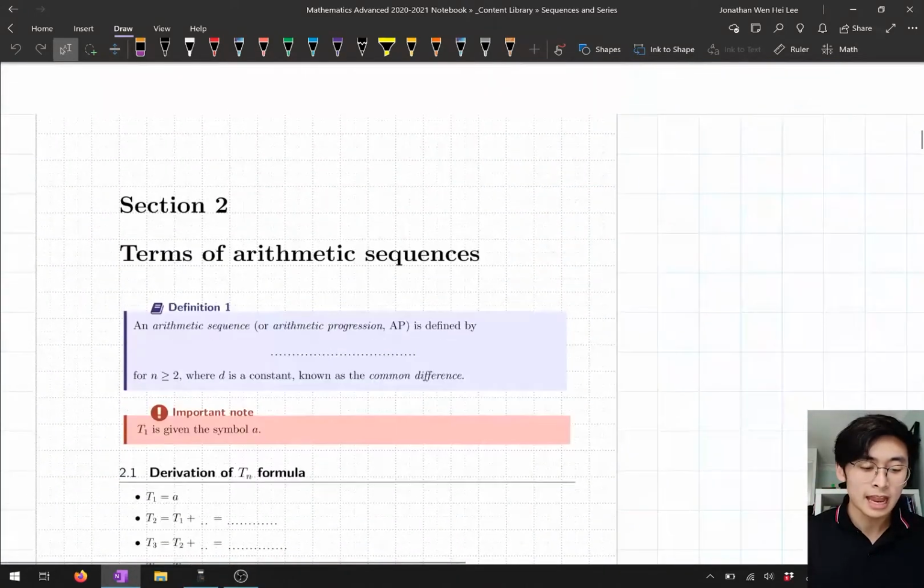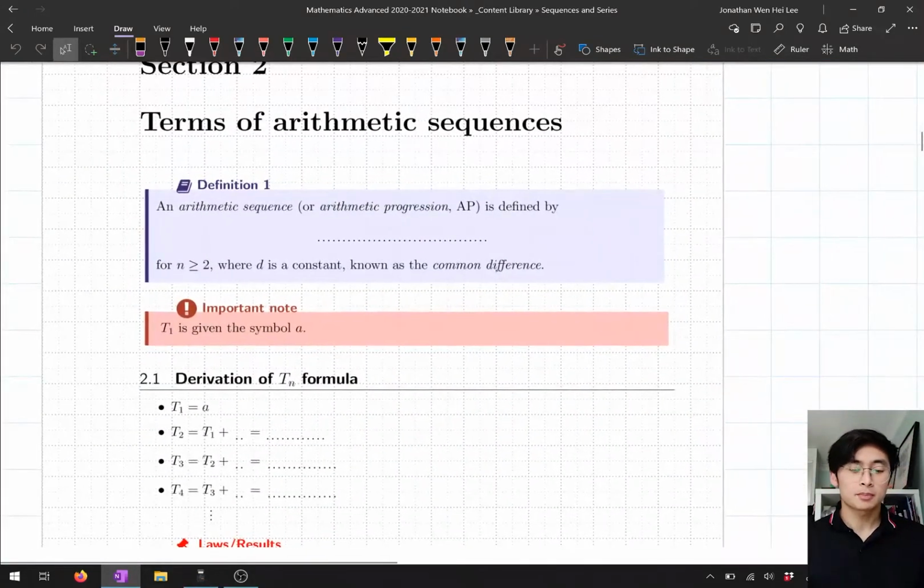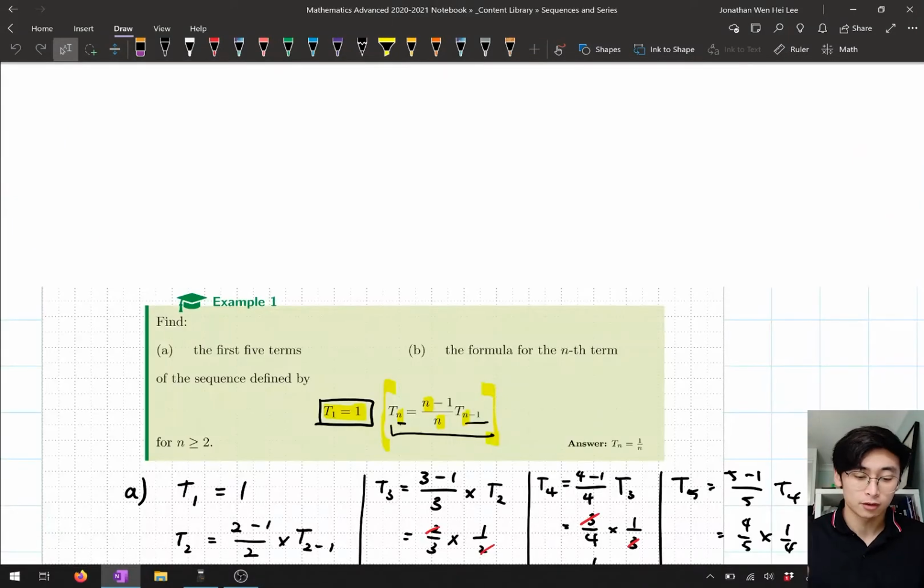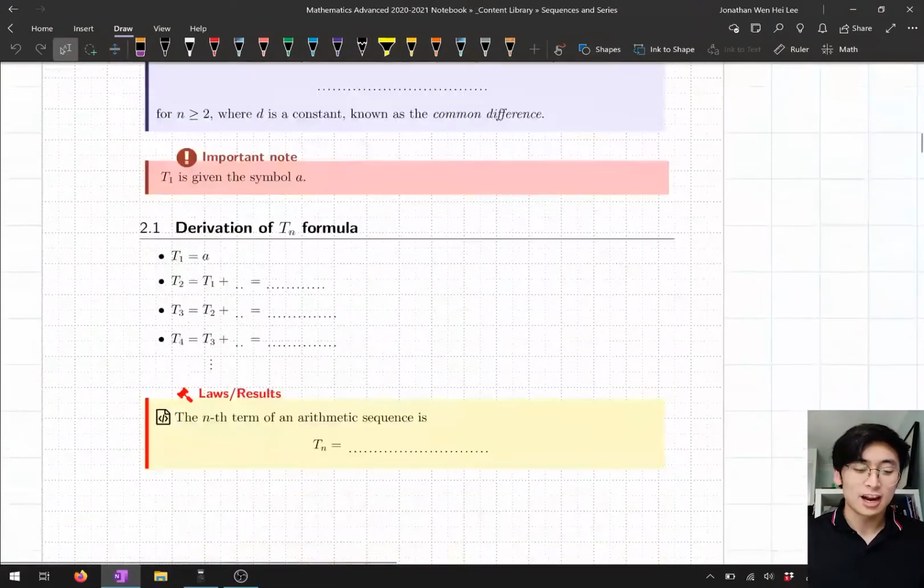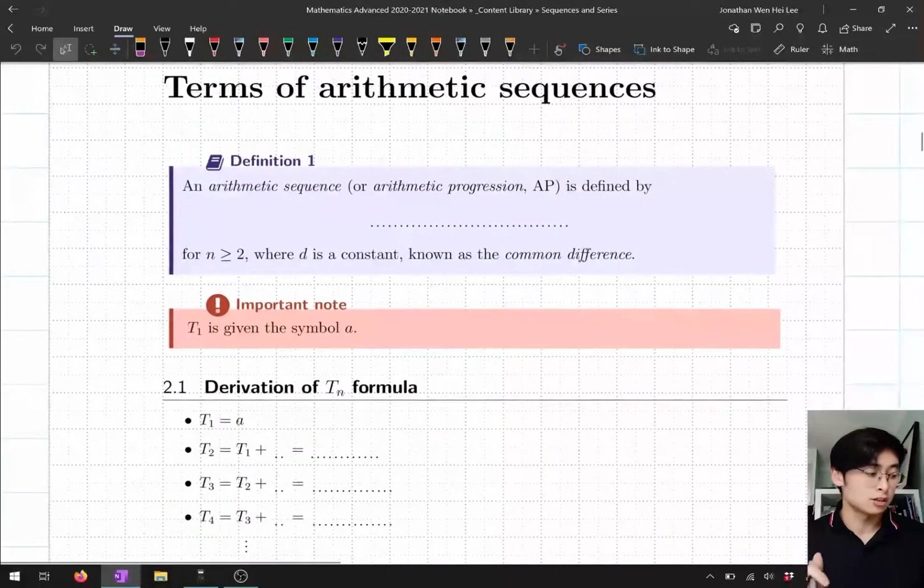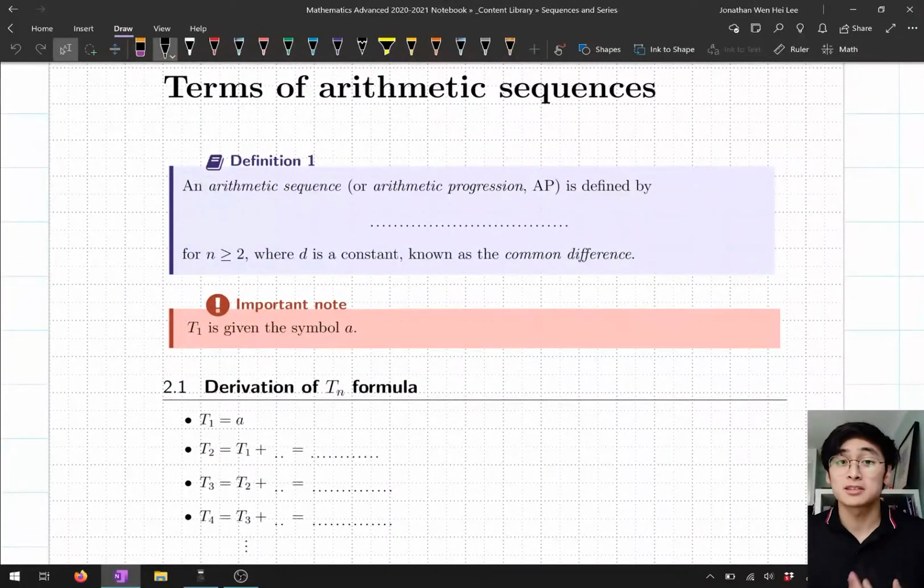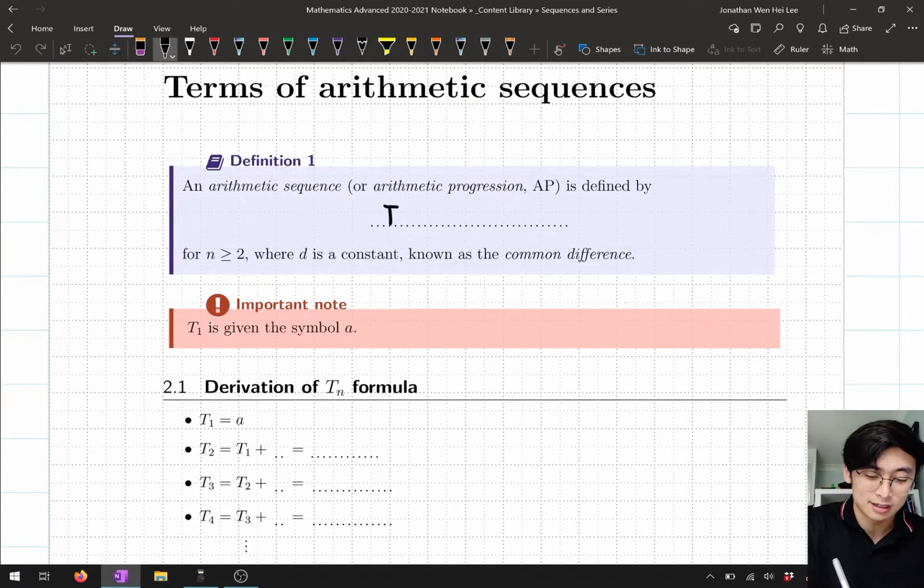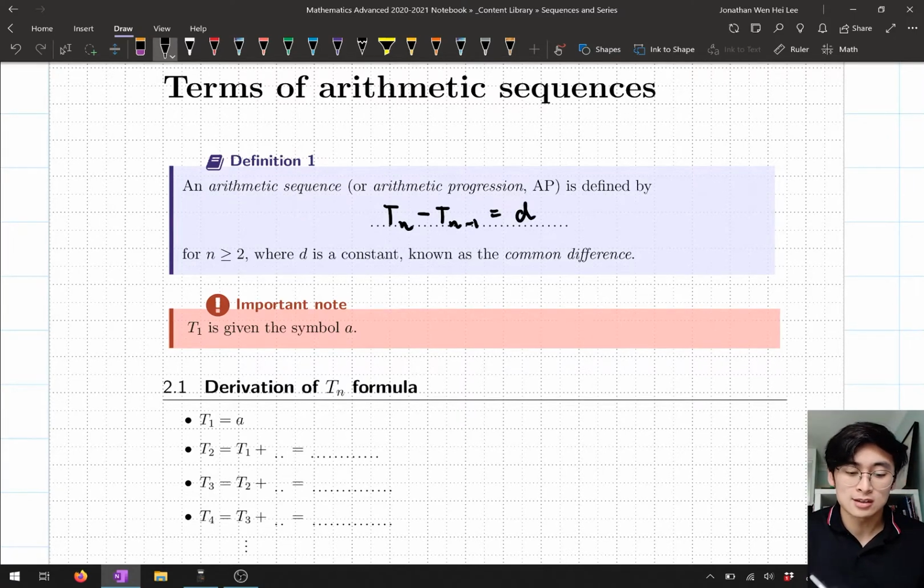An arithmetic sequence or arithmetic progression is defined by the following. So this is how we can define what an arithmetic sequence or an arithmetic progression is. Algebraically, it's Tn minus Tn minus 1 is equal to D, where n is greater than 2 and D is a constant known as the common difference. So what is this talking about?